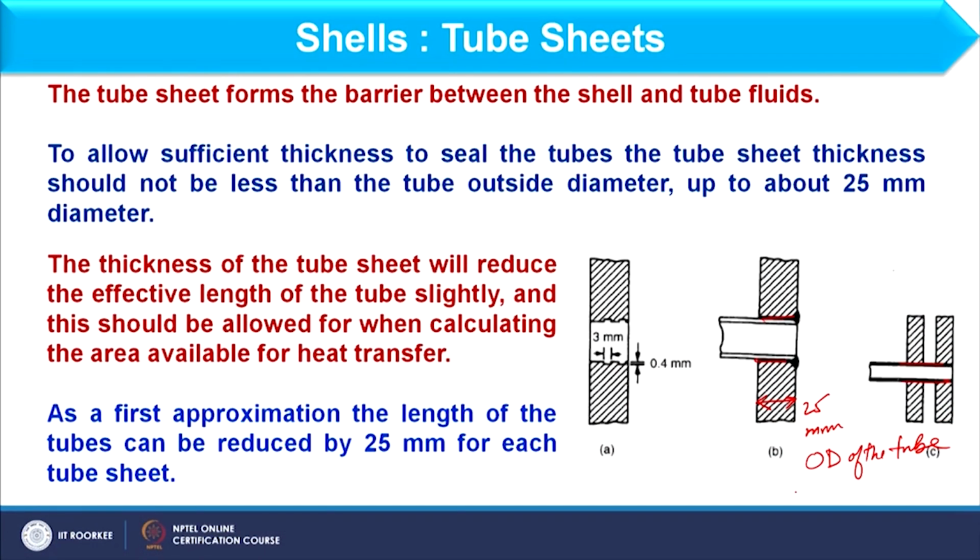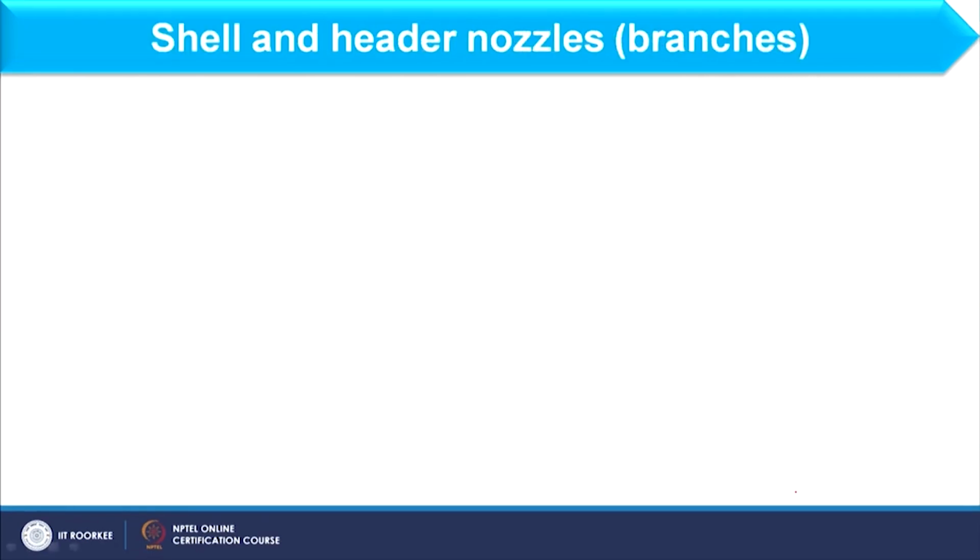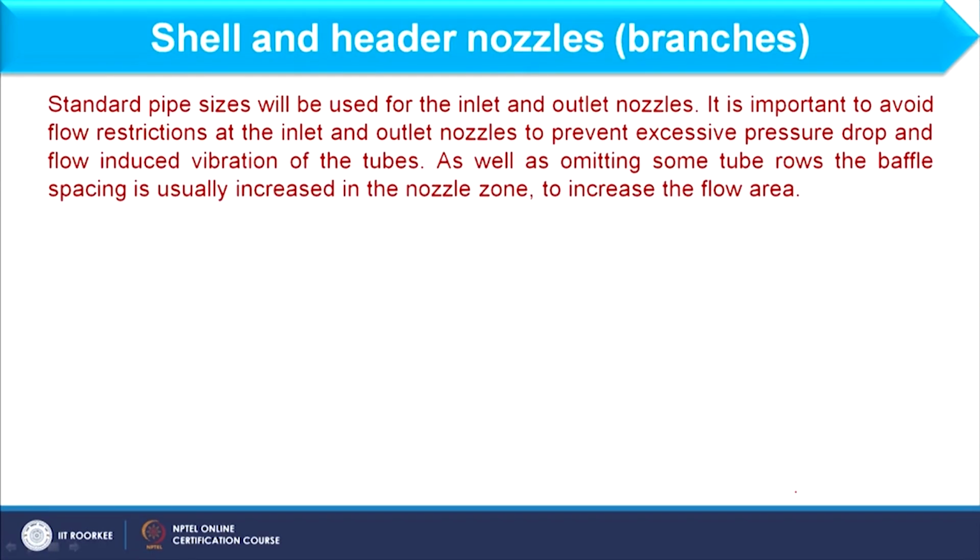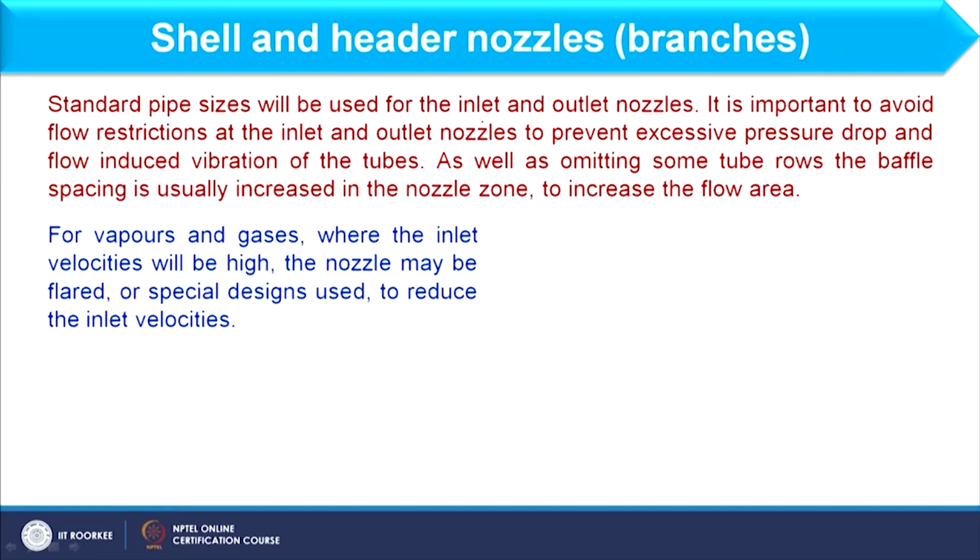So, here I have some points about tube sheet which I have already discussed, and now finally we have to focus on shell and header nozzles. Okay. So, standard pipe size will be used for inlet and outlet nozzles, and it is important to avoid flow restrictions. It is important to avoid flow restriction in inlet and outlet nozzles to prevent excessive pressure drop, and therefore we have to consider a specific design for nozzles.